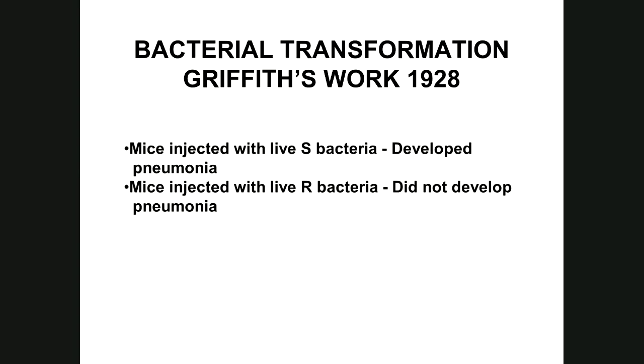Well, one of the experiments that was conducted was by a man named Frederick Griffith. He had actually discovered bacterial transformation, and his work started in 1928. What he did was he injected mice with a live S form of pneumococcus, and they developed pneumonia. So the S strain developed pneumonia. But when he injected live R bacteria, they did not develop pneumonia.